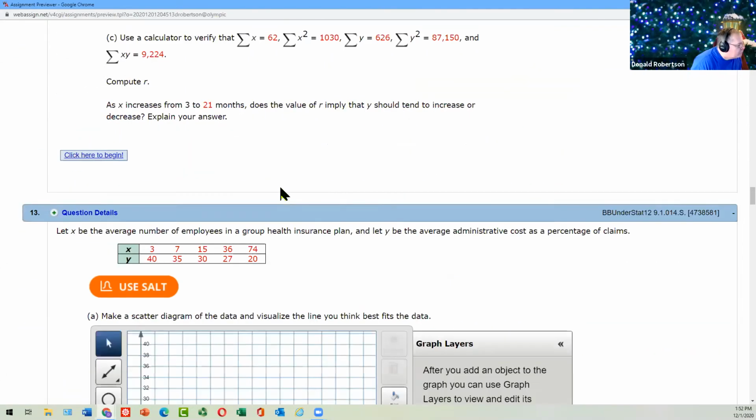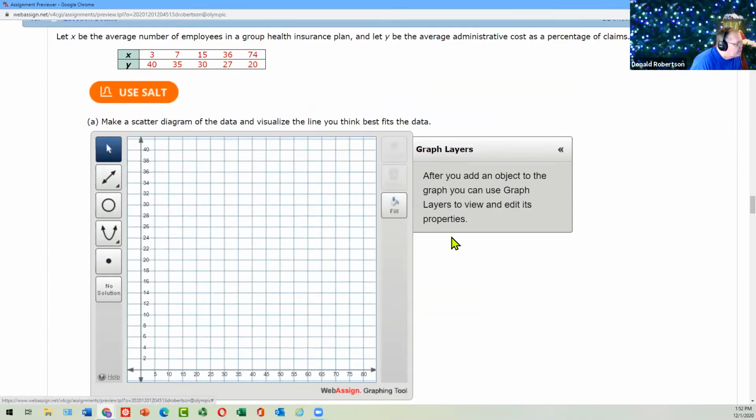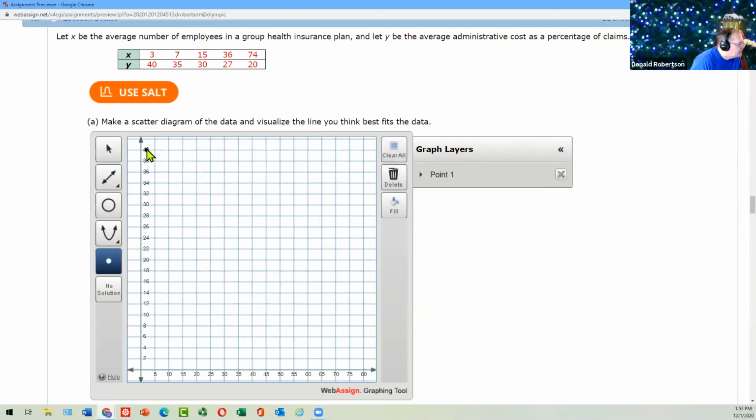Here's another example. For speed, I'm not going to do the correct version, but here the number of employees, which is X, and the average administration cost, whatever that is. So if you're in business, I guess you know what that is. 3 out of 40 is here. Oops, hit the dot. It's about here.